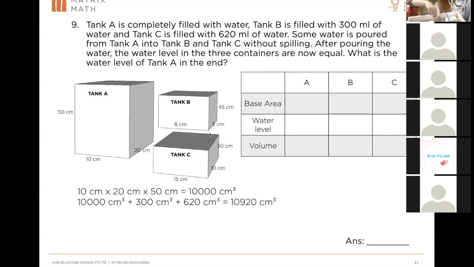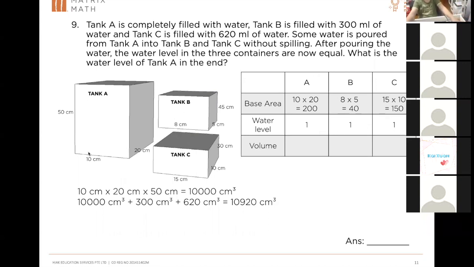So base area of A, all this information you can get from the diagram here. Base area A is 10 times 20, 200. 8 times 5, over here. Base area of C, 15 times 10. So you got all the base areas. Now, what is the water level? This is the water level that you are supposed to achieve. The question says that after pouring all this water into these three containers, your water level has to be equal. So all you need to do is 1, 1, 1. This is very simple because the question says it's equal.